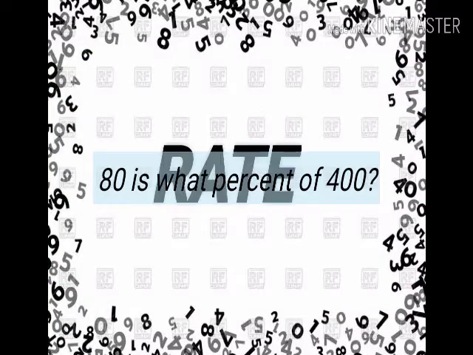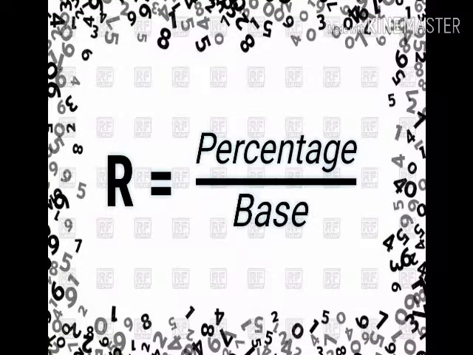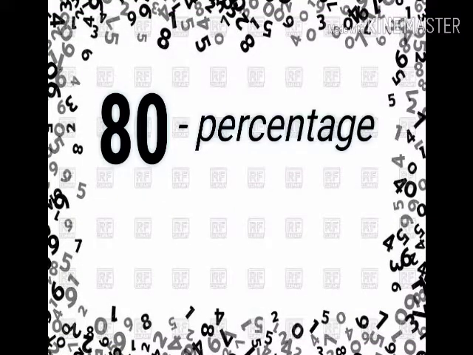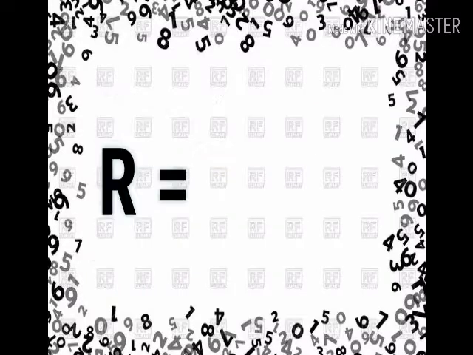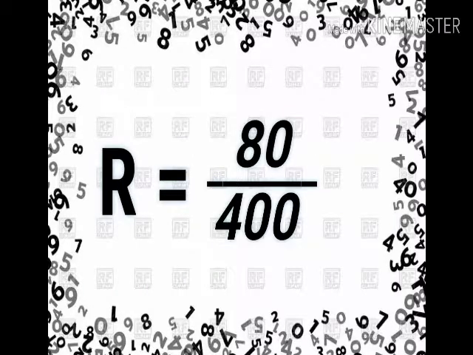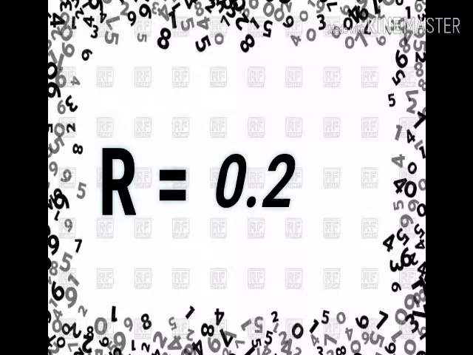Now let's move on to the rate. Here is our problem number 3. 80 is what percent of 400? The formula for the rate is percentage over base. 80 is our percentage and 400 is our base. And now, we have 80 over 400. 80 divided by 400 is equal to 0.2. But since it is in decimal form, we need to convert it to percent. Let's multiply 0.2 by 100 and we get 20%. 20% is our rate.